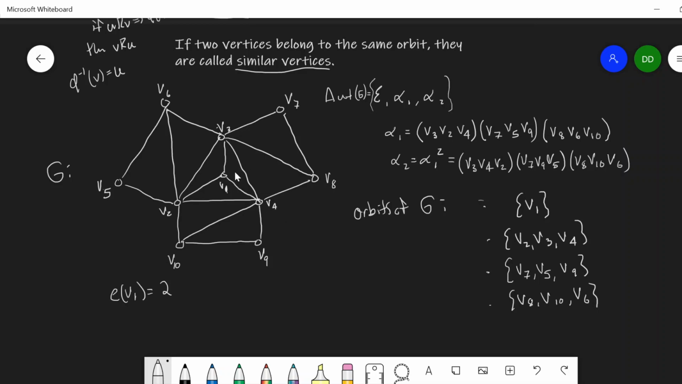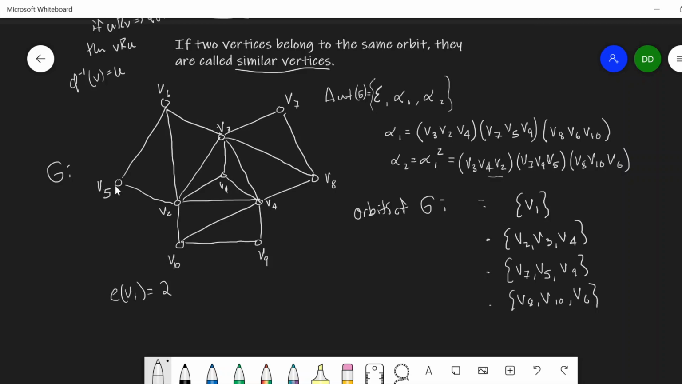However, V2, V3, and V4 are all similar vertices, because given any pair of them, I can find an automorphism that sends one to the other. If I want to send V3 to V2, I do a rotation in that direction. If I want to send V3 to V4, I do a rotation in that direction. If I want to send V2 to V4, I would do a rotation in the clockwise direction. V4 to V2, that would be alpha 2. So these are all in the same orbit because given any pair of them, there is some automorphism that sends one to the other.